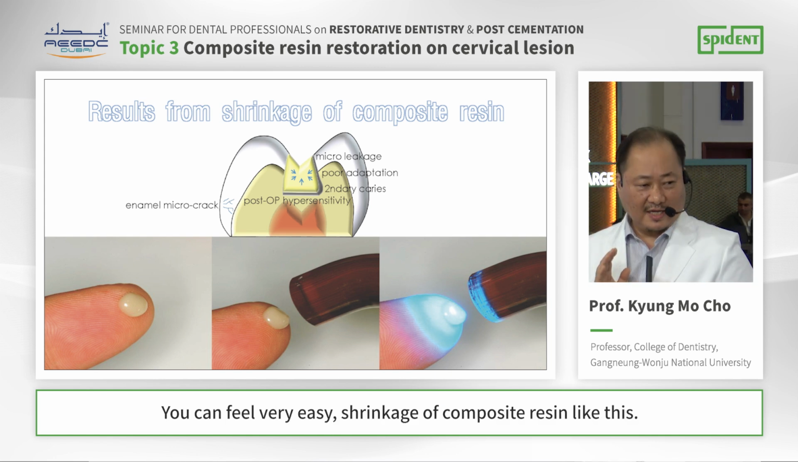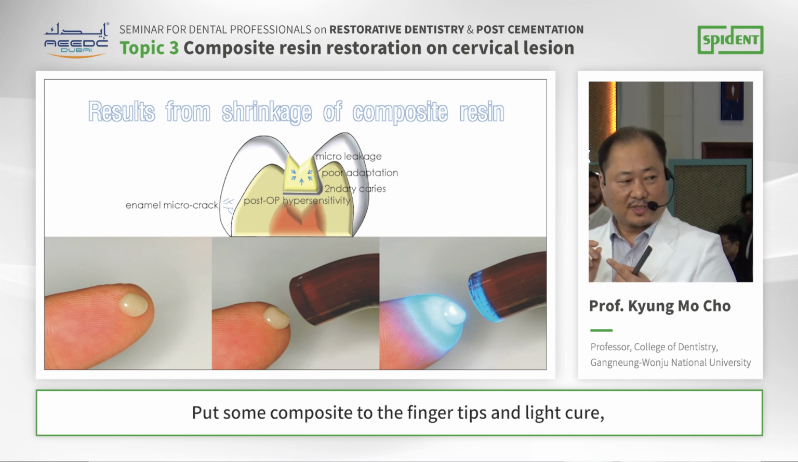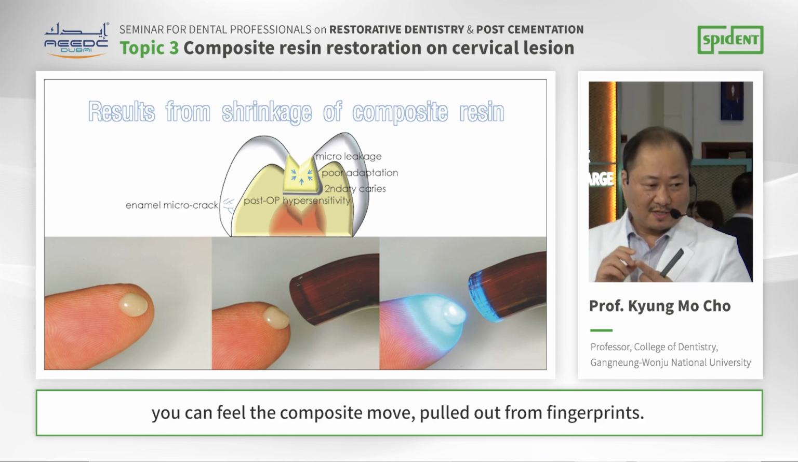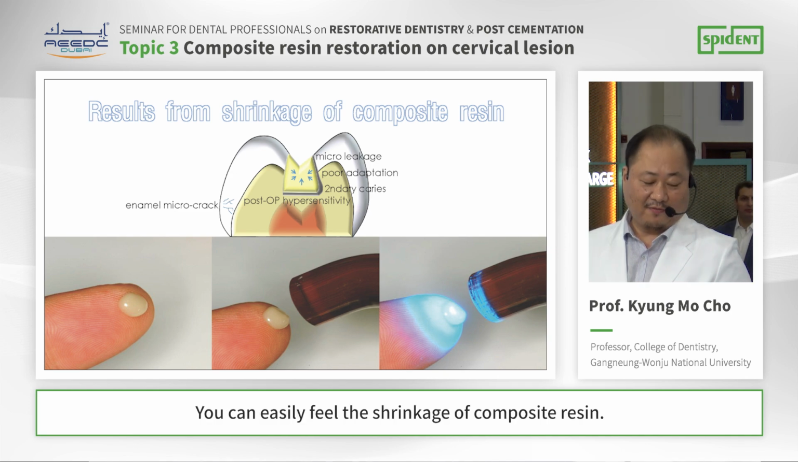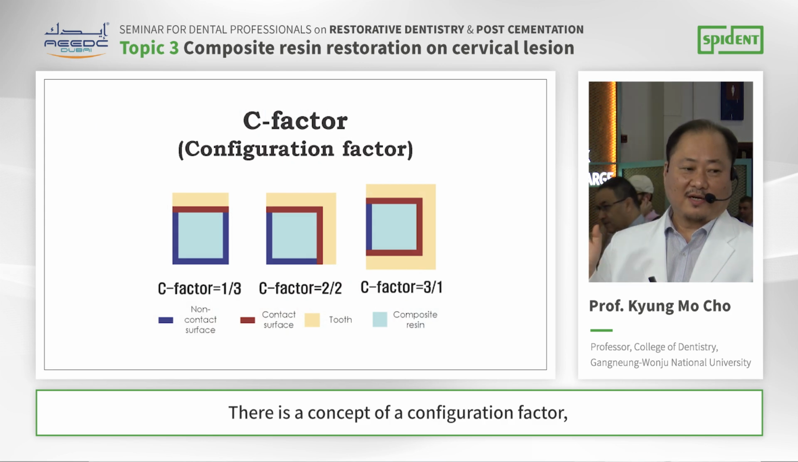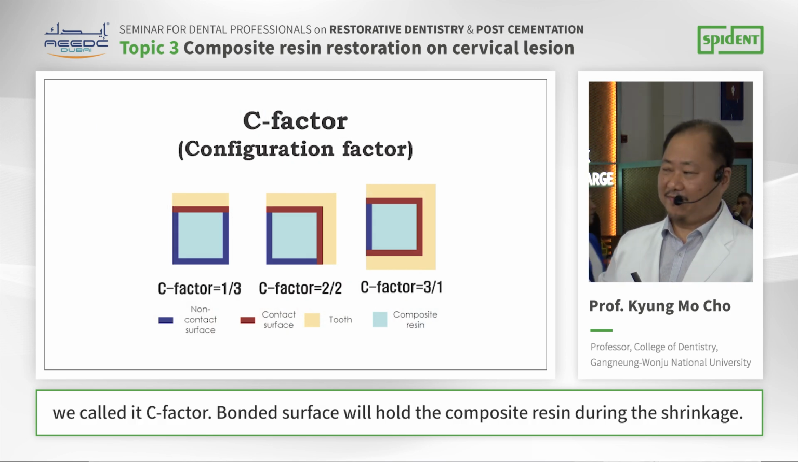You can feel the shrinkage of composite resin very easily like this. Put some composite on your fingertips and pull it, and you can feel the composite being pulled from the fingerprints. You can easily feel the shrinkage of the composite resin. So there's a concept of a configuration factor. We call it the C factor.